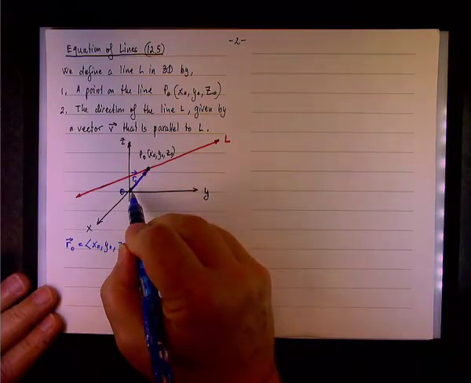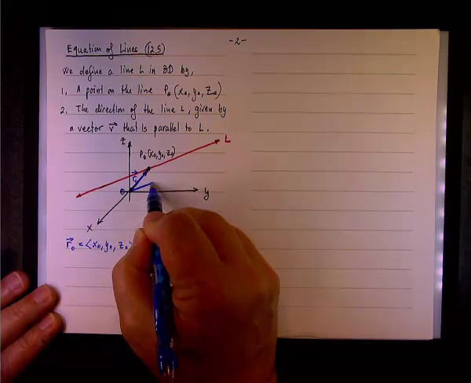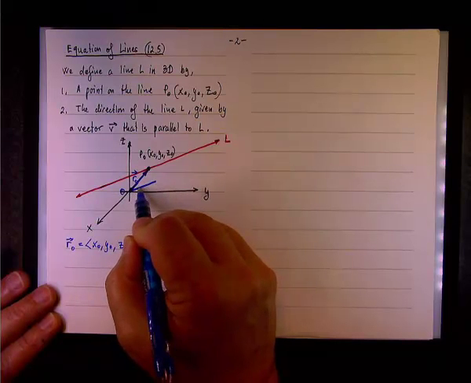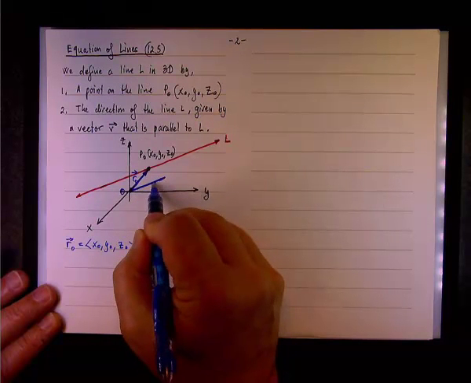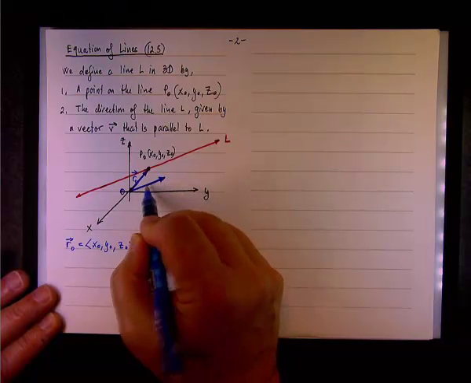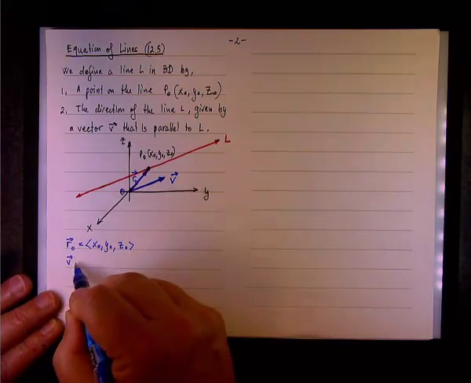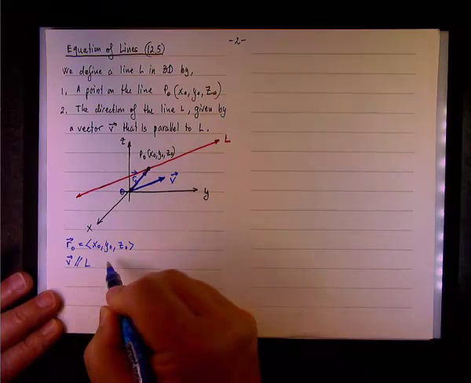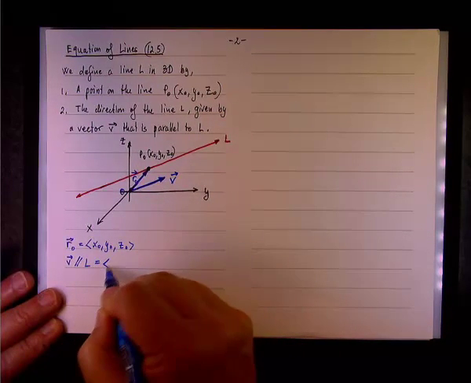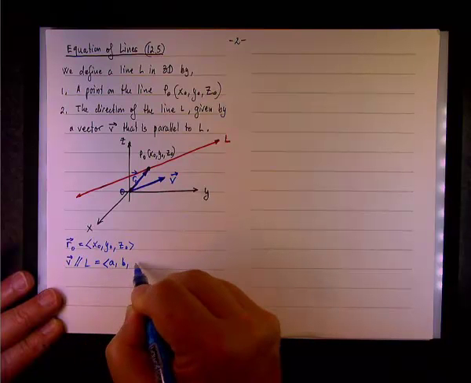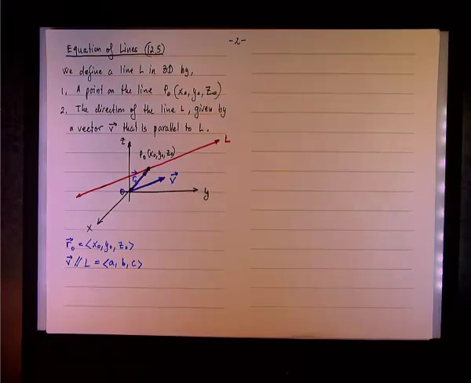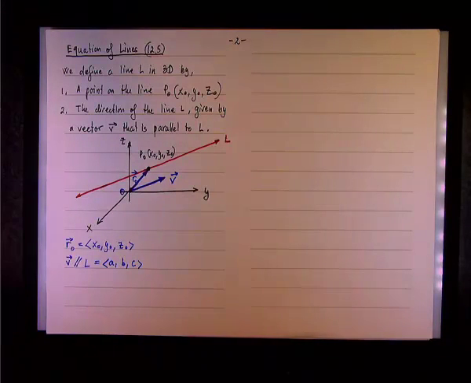In addition, to help me with the direction of L, I'm going to pick another vector parallel to L, like so, and this will be vector V. So vector V is parallel to the line L, and it will have components a, b, c. And vector V gives me the direction of the line L.